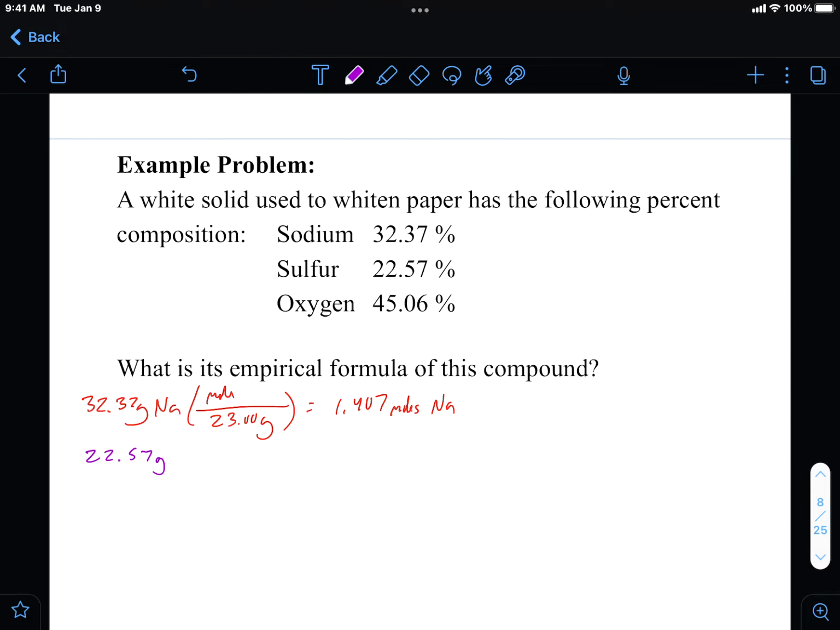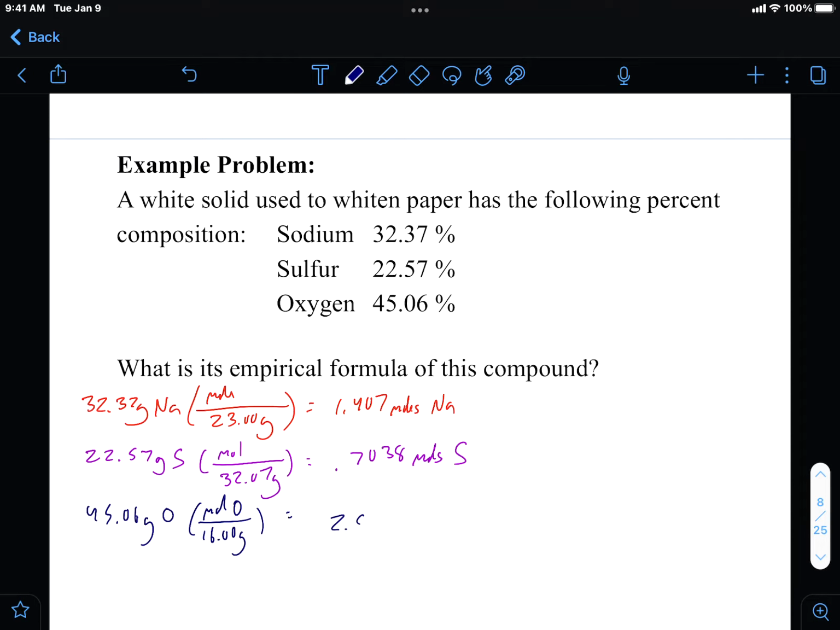22.57 grams of sulfur. A mole of sulfur is 32.07 grams. So this one is 0.7038 moles of sulfur. And then 45.06 grams of oxygen. So we get these numbers.